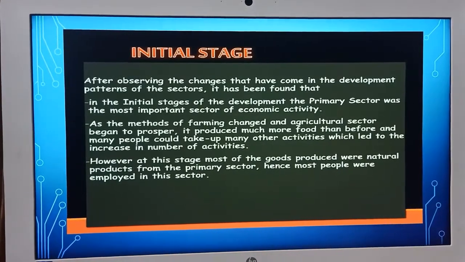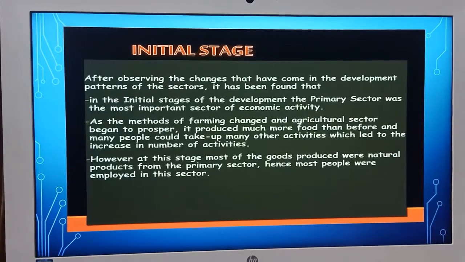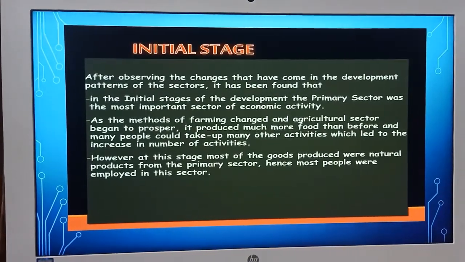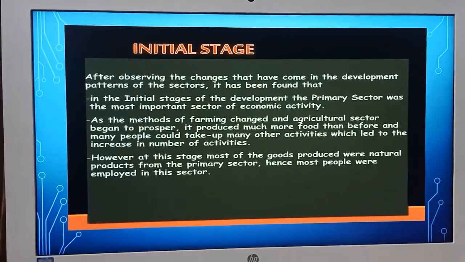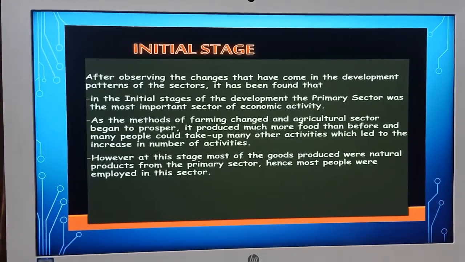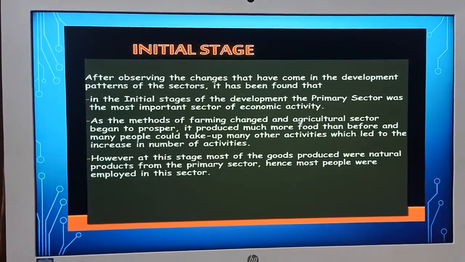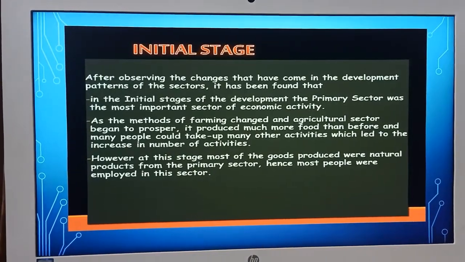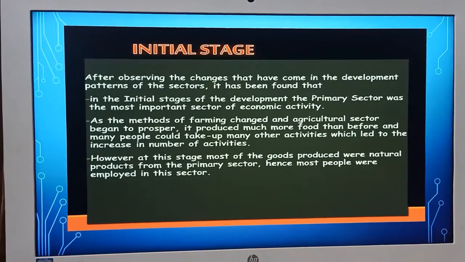However, at this stage, most of the goods produced were natural products from the primary sector. Hence, most people were employed in this sector. In short, in this initial stage, most of the production came from the agricultural sector and the employment opportunities also came from this agricultural sector. India is predominantly an agricultural land, so most of the people are employed in the agricultural sector.